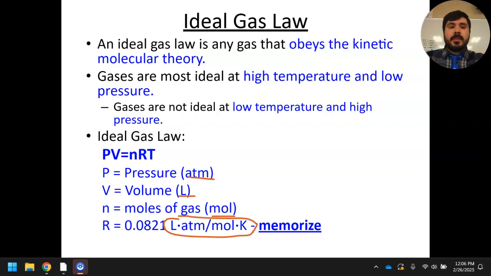This will make a bit more sense as we progress and actually do an example problem when I see you guys in class next. But let's just hold on to this for right now. But again, start to memorize this. This capital R value, 0.0821, needs to be memorized. It's nowhere in your reference tables. I'm not going to really ever give it to you. So you have to memorize this.